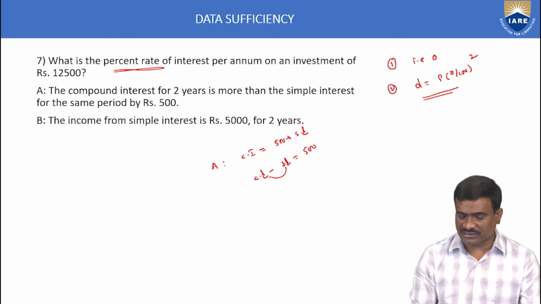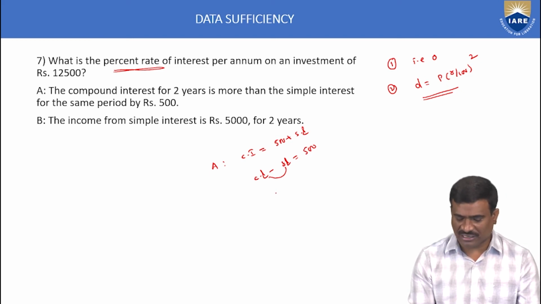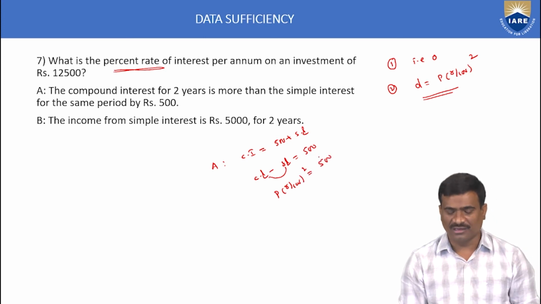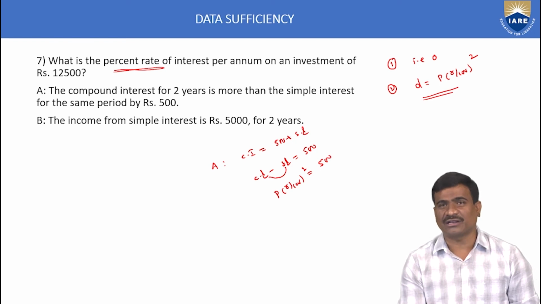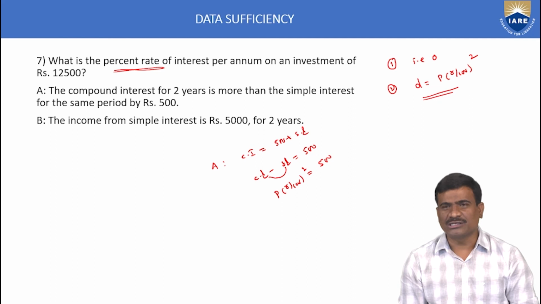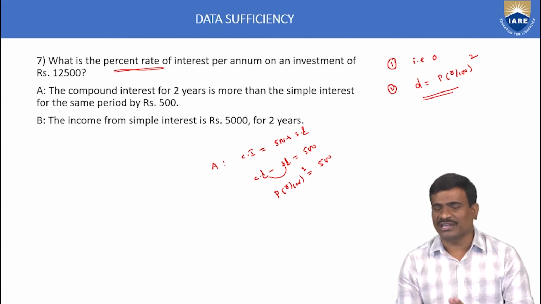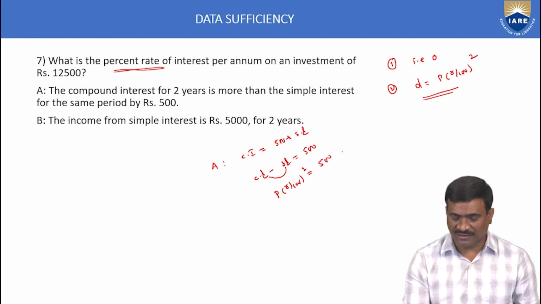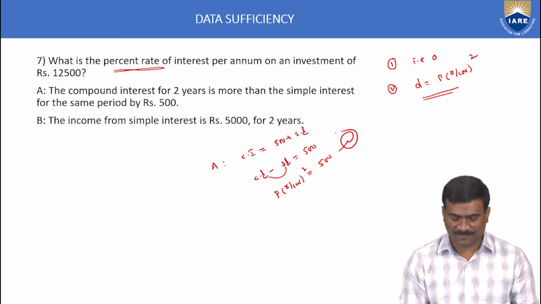Here, using the difference concept, the difference for 2 years, P into R by 100 whole square, is equal to 500. In this equation, calculate the rate of interest. But statement A alone has two unknowns and one equation, so that cannot be possible. This is equation number 1.